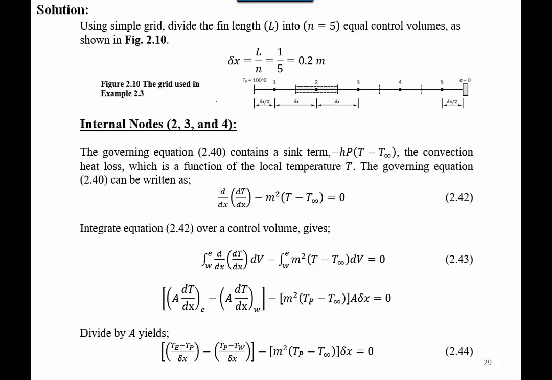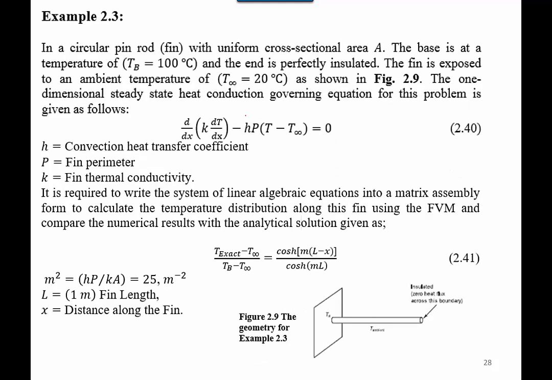But you have to match each location with its exact value of the numerical solution at the end of your solution. So we start the discretization of the internal control volumes 2, 3, and 4. We start the solution by deriving the algebraic equation for these control volumes. So we integrate our governing equation 240, which has a constant sink term, minus hP multiplied by T minus T infinity. We call it a sink because it has a negative sign.